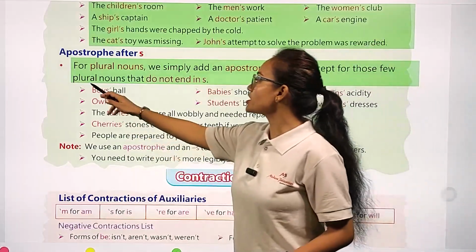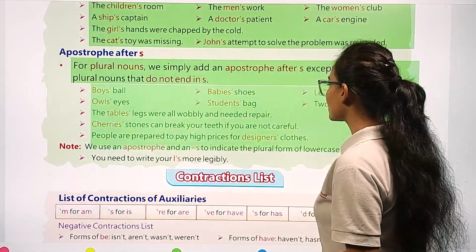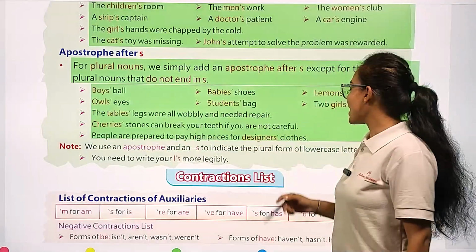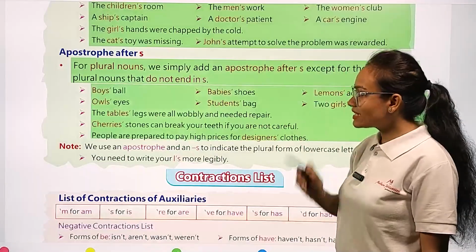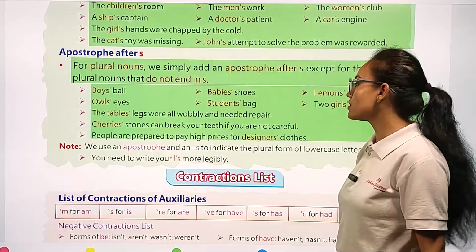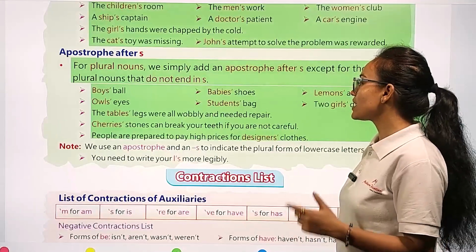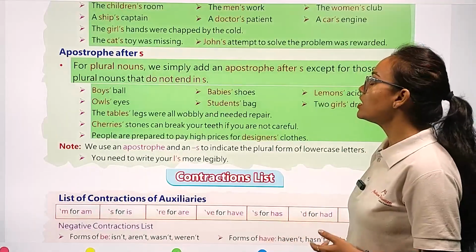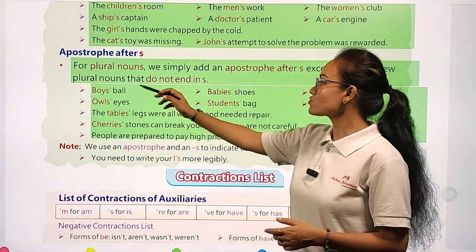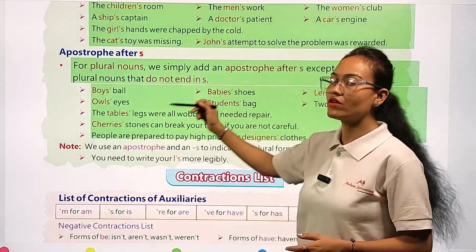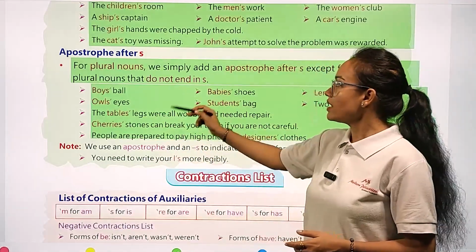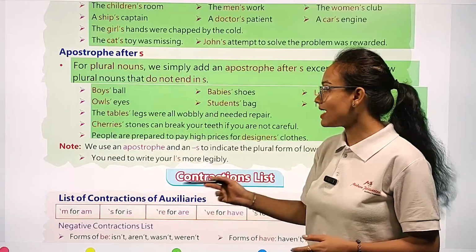Examples: boys' ball, babies' shoes, lemons' acidity, owls' eyes, students' bag, two girls' dresses. The table's legs were all wobbly and needed repair. Cherries' stones can break your teeth if you are not careful. People are prepared to pay high prices for designer clothes. So here, my dear student, all these red colored words show a plural sense. That's why the apostrophe is added after S.